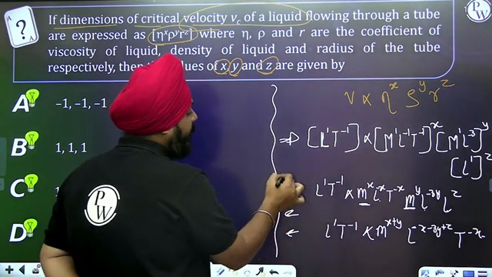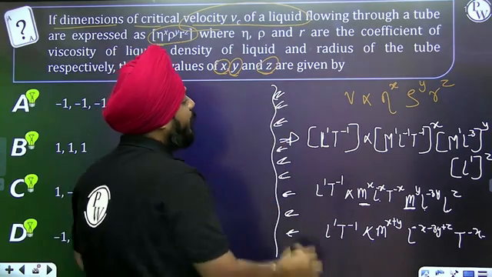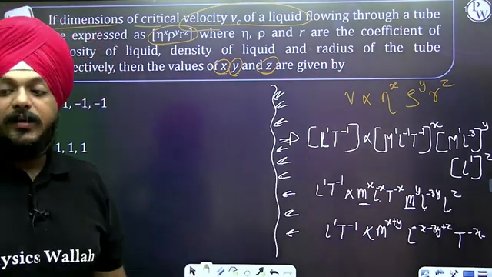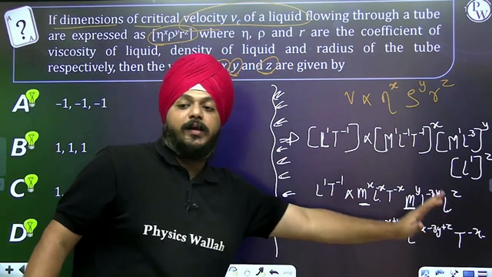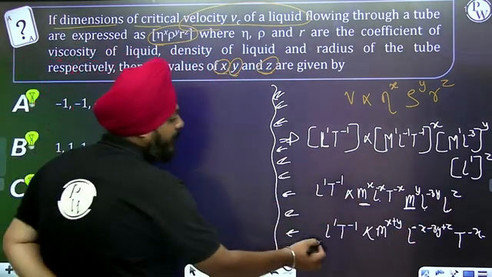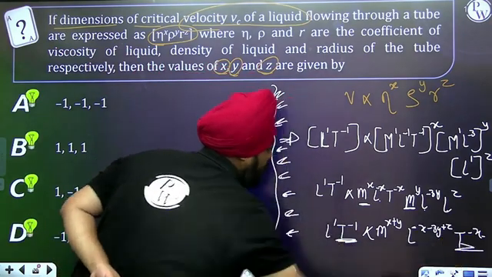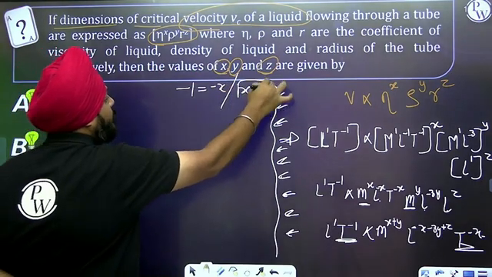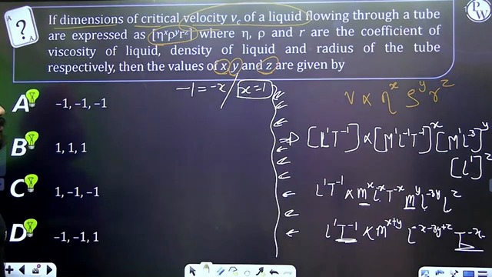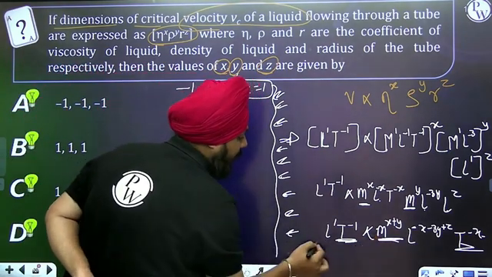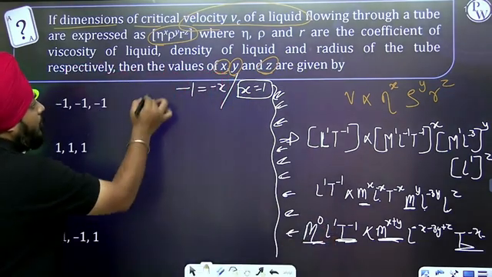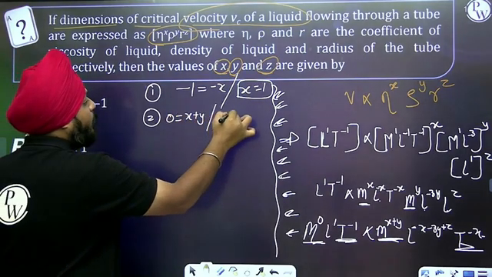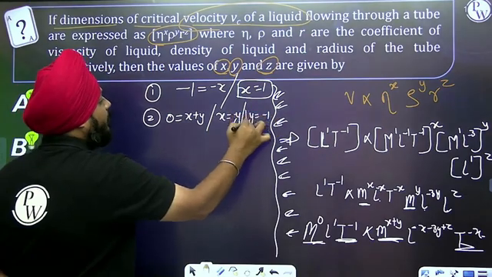Now we want to obtain the mathematical expression for it. If this equation is given, then it is dimensionally valid. So the powers on the LHS are equivalent to the powers on the RHS. Comparing the T term, minus 1 is equal to minus x, so the value of x is 1. Comparing M, here M is not there, so M is 0. So can we say 0 is equal to x plus y? Then y is equal to minus x, which is minus 1. We got the value of y.